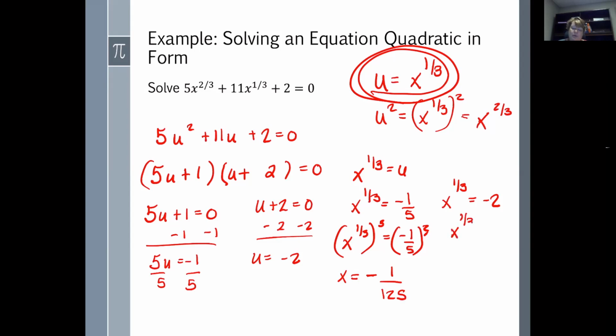Raise each side to the 3rd power. -2 to the 3rd power, -2 times -2 times -2 is -8. So our two solutions to this equation that's quadratic in form are -1 over 125 and -8.